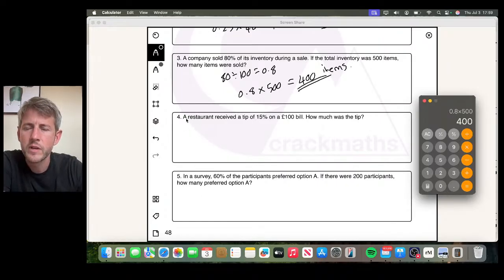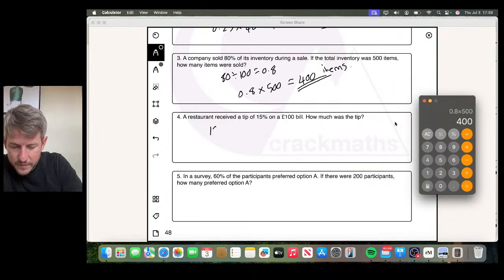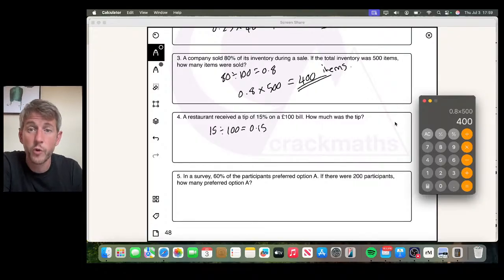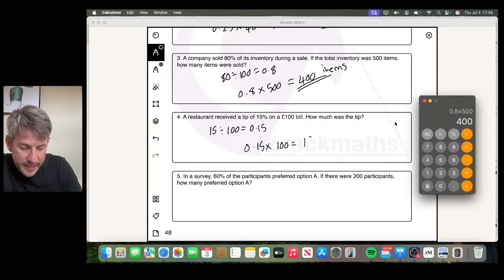Right, question 4. We have here, a restaurant received a tip of 15% on a £100 bill. How much was the tip? Okay, so that is a case of finding 15% of £100. So we do 15 divided by 100, which equals 0.15. Now anything we times by 0.15 will give us 15%. So we'll do 0.15 times the £100, and that equals 15 again. So the tip was £15.